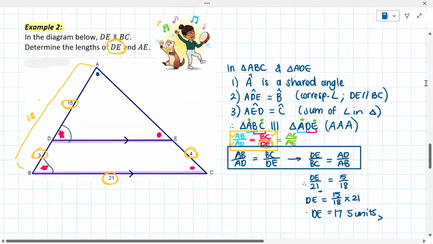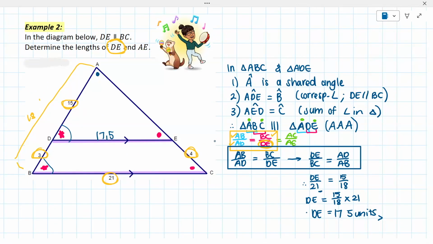Right, so all because of similarity and all because they are in proportion, we were able to find that length DE. Now I know what DE is, so I know that DE is 17.5 units. That's just an extra bit of information that I now have.